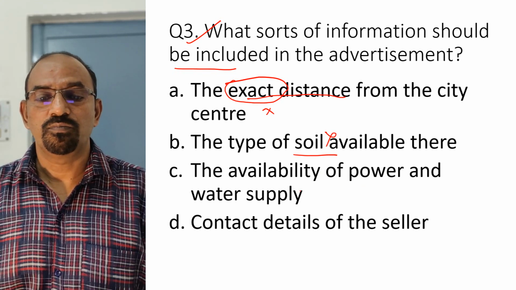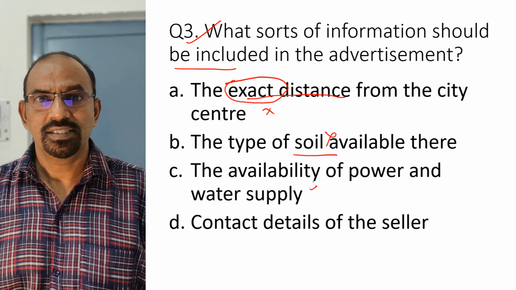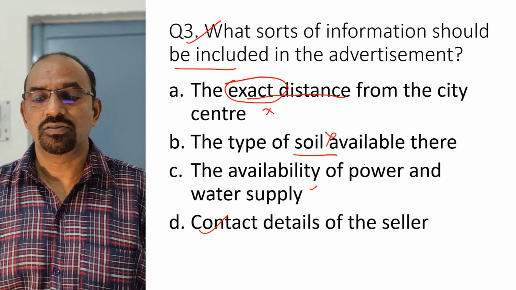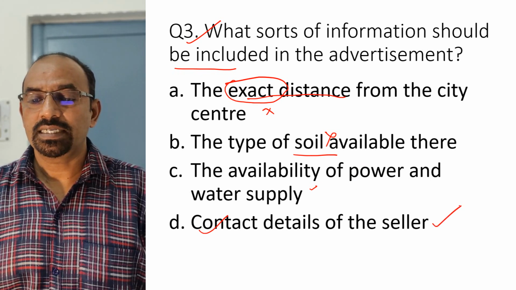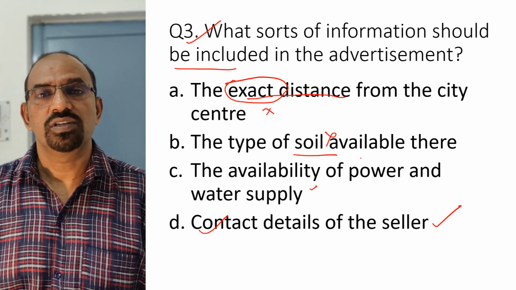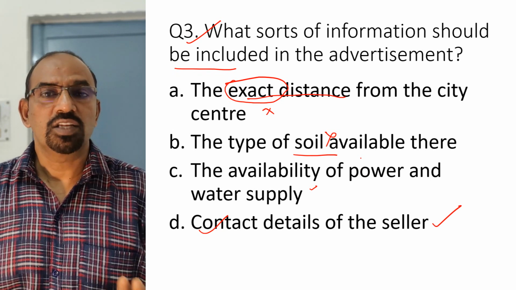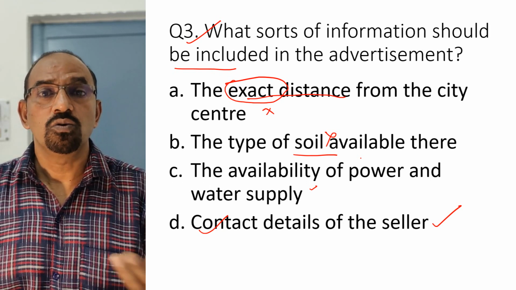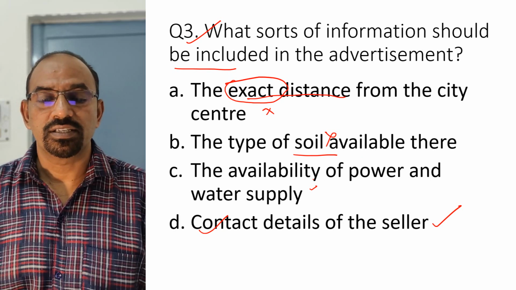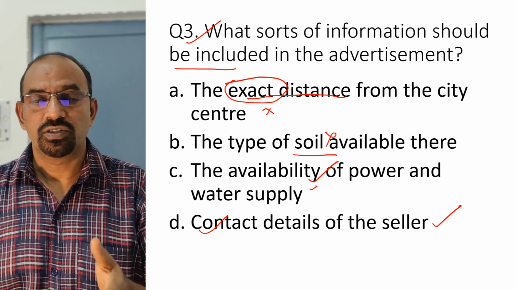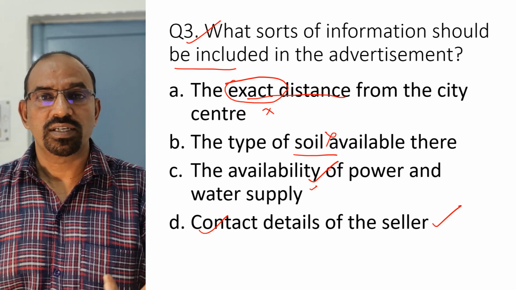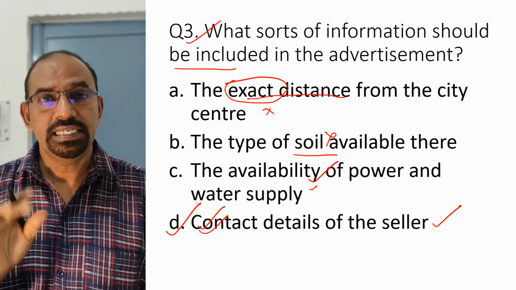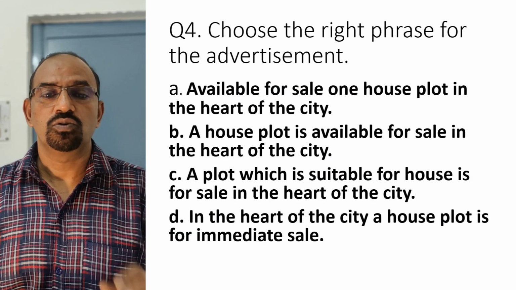The availability of power and water supply. Is it a very important information? Contact details of the seller. Yes, contact details of the seller is very essential for a classified advertisement. Otherwise, you can't sell your property. The buyers can't contact anyone if you don't give your contact details. So more than the availability of power and water in the plot, more important are the contact details of the seller. So D is the right option. Let's move on to the next question.